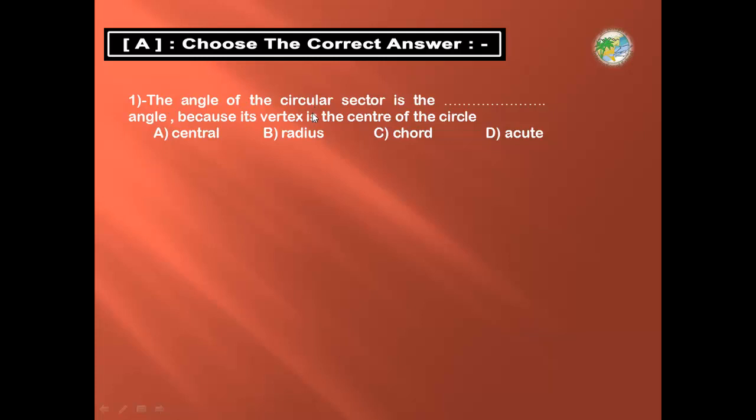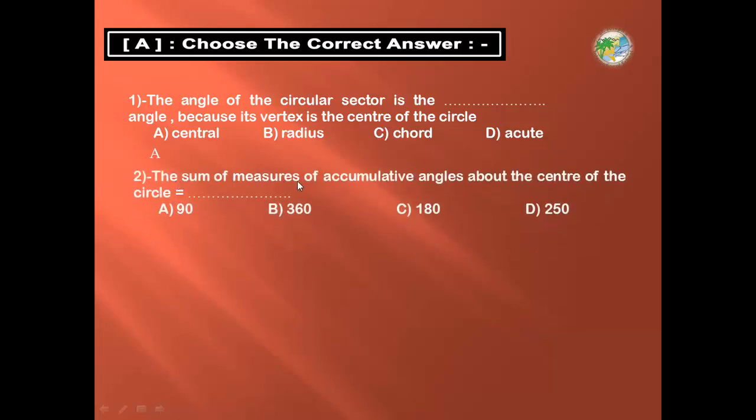The angle of a circular sector is the angle: dotted angle, central angle, radius angle, chord angle, acute angle. Because its vertex is the center of the circle, it is the central angle, of course.